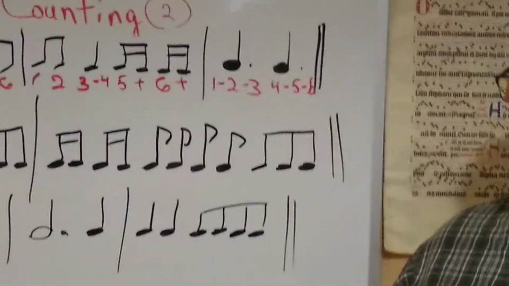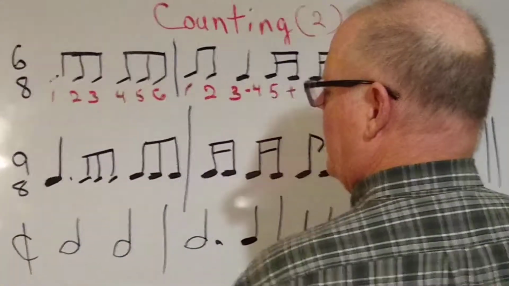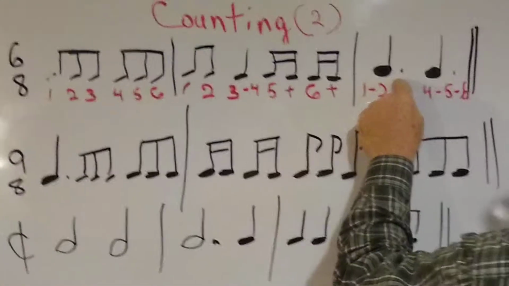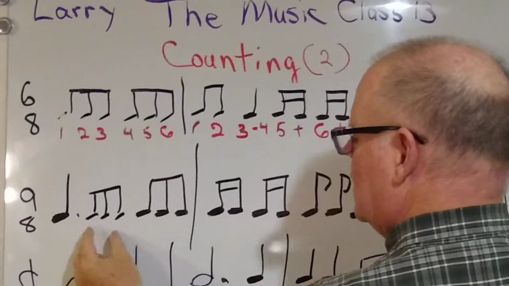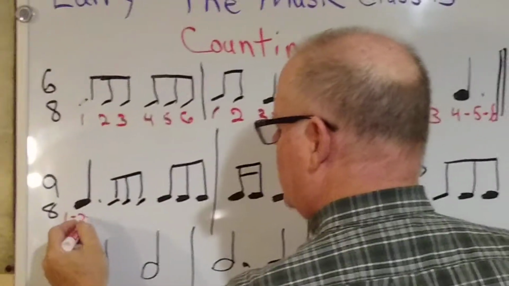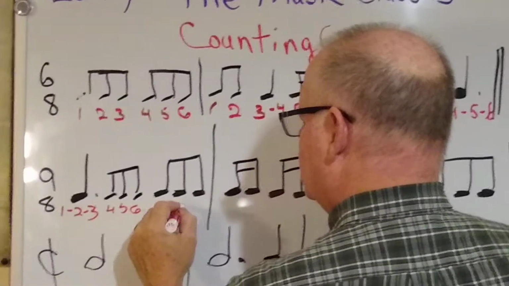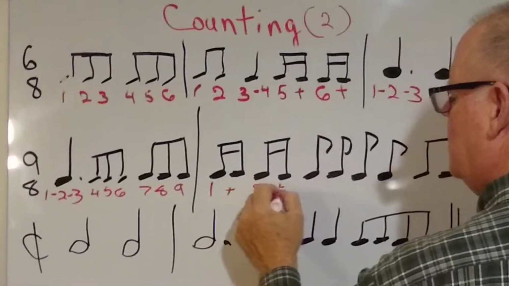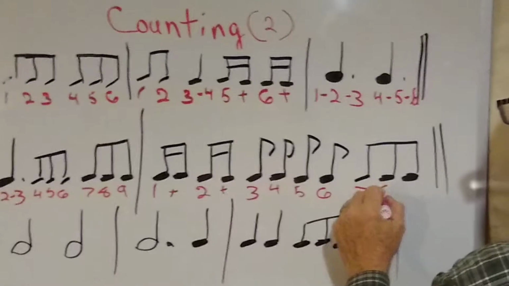9/8 time is just 3 more notes or 3 more eighth notes per measure. So now we have 9 beats per measure and the 8th note gets the beat. Well, let's transfer this information all the way down to here. Dotted quarter note equals 3 eighth notes. 3 eighth notes, 3 eighth notes. So I would count it like this. This is 1-2-3, 4, 5, 6, 7, 8, 9. Next measure, 1 and, 2 and, 3, 4, 5, 6, 7, 8, 9.